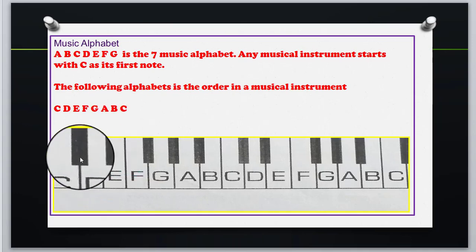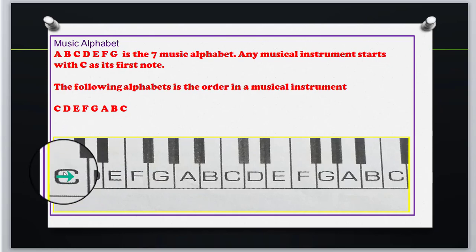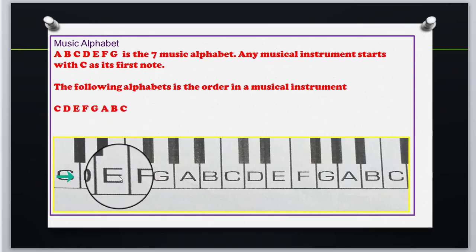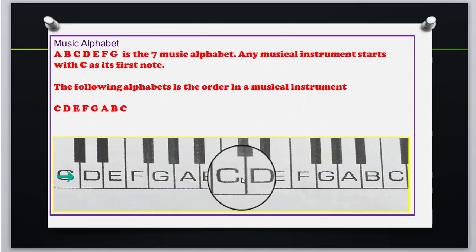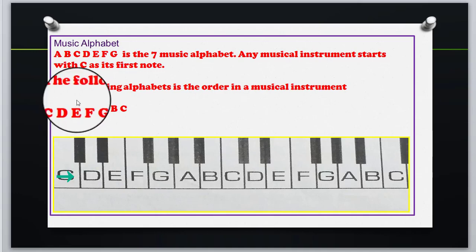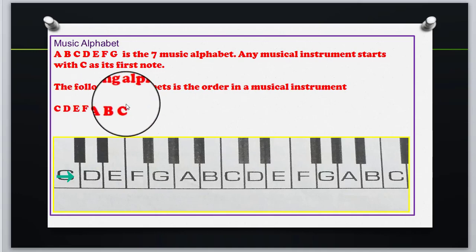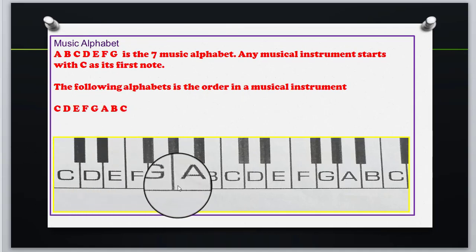How? Now the C is placed before the 2 black keys. The next note will be D, the next note will be E, F, G, A, B, and then C. The first C is the lower octave, and this C is the higher octave. We will see this on the Musisco, how these notes are placed in Musisco.